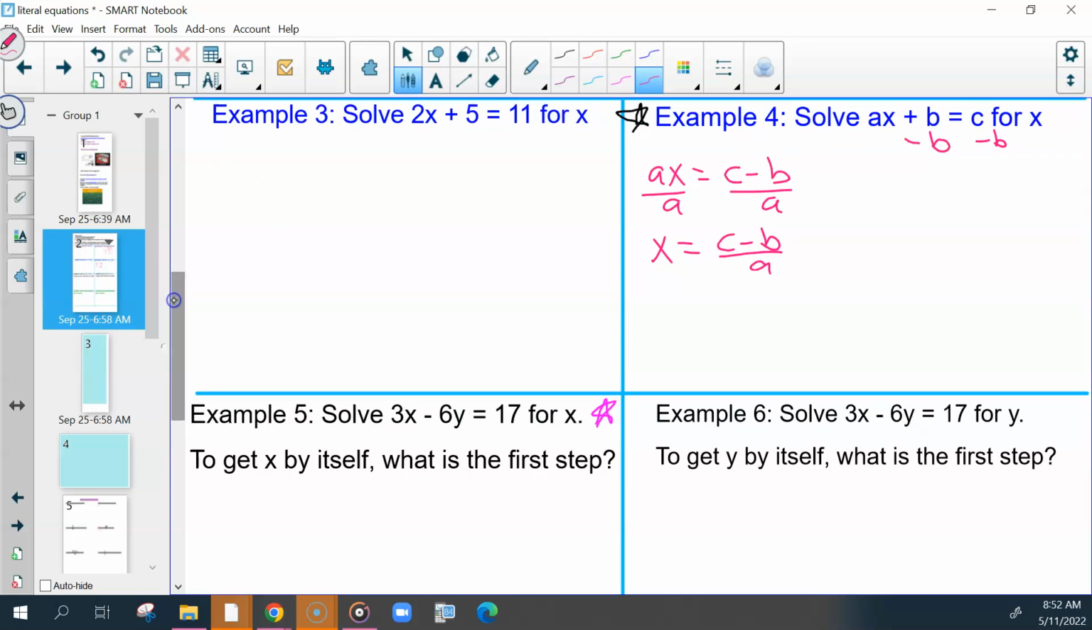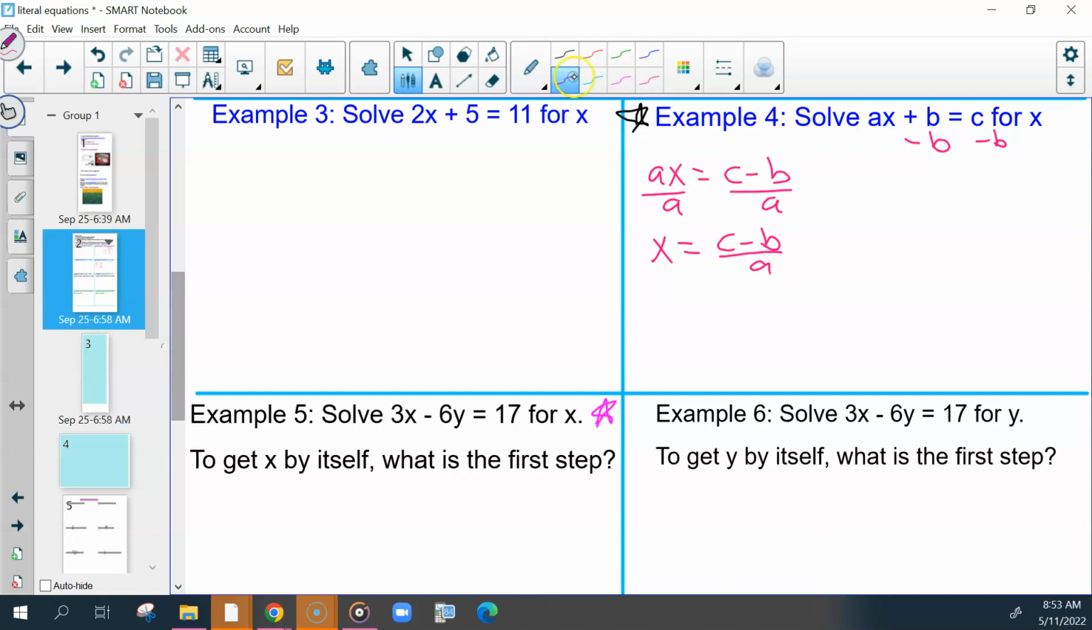Questions on that one? Yeah, okay. So if it were to say solve for a, would we have to take the a out, the x out? Yes. So we basically do the same steps, subtract b, but instead of dividing by a, we divide by x.